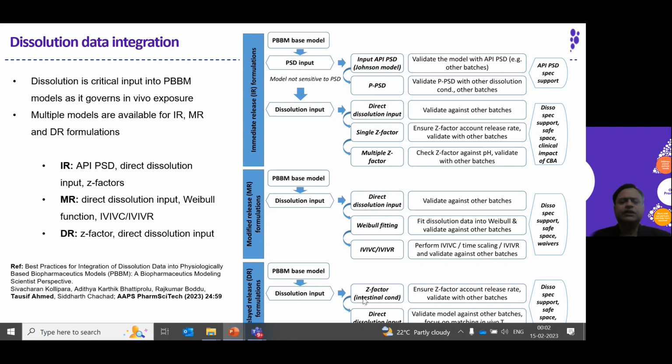In case of the Z factor, we could also use it for products which act locally in the intestine, products which act in the colonic region, and we can set up the conditions accordingly to suit the formulation type. Again, this also has applications for setting up dissolution specification support or the generation of the dissolution safe space. Moving on to the next slide.